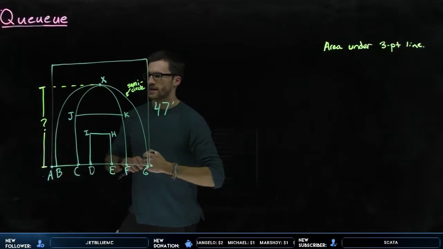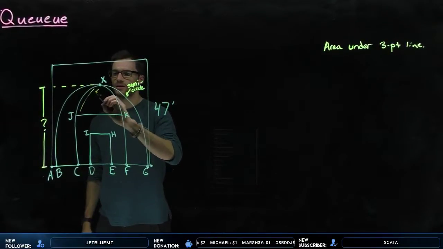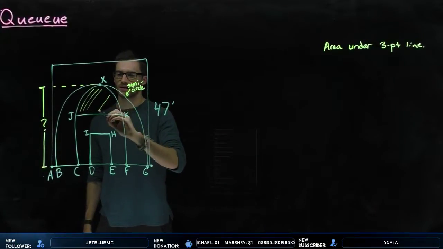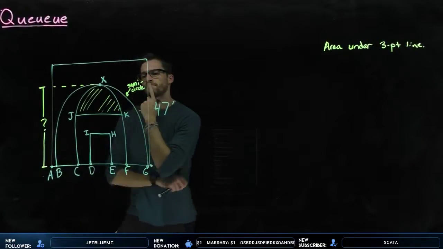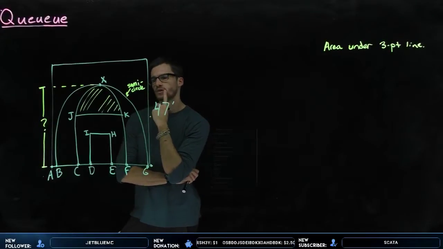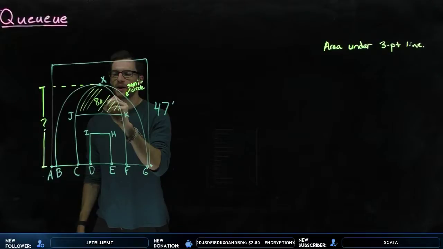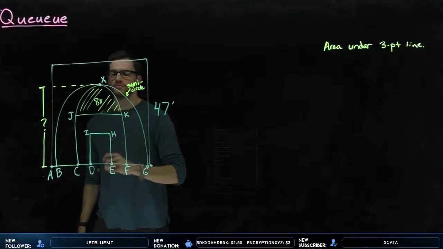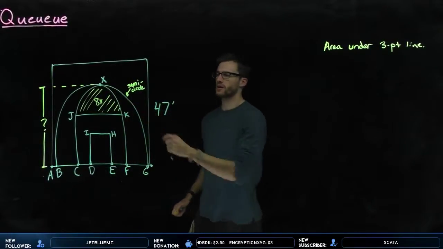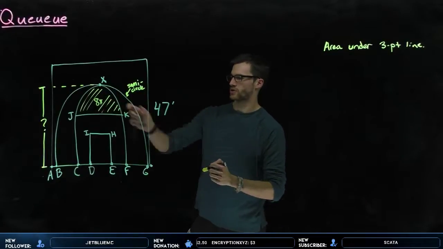So let's say that this area here is 8 pi units squared, okay? So that's the area of that little portion there.